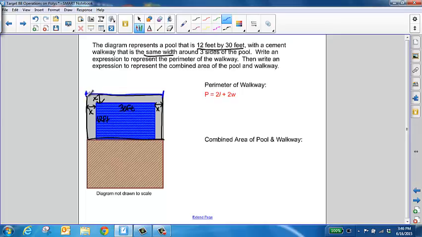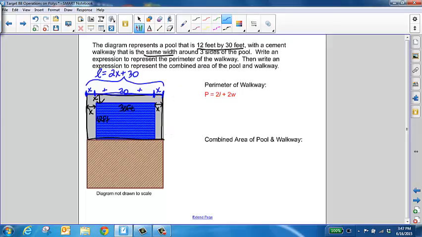So we need to know what the length of this rectangle is altogether. So we know that the distance from here to the edge of the pool, we can use x, and then from the left-hand side of the pool to the right-hand side of the pool is 30 feet because that is the length of the pool. And then from the edge of the pool on the right to the edge of the walkway here is also x. Now if we want the total length all the way across, we need to add these three pieces together. So we're going to take x plus 30 plus x, which is going to give us 2x plus 30. So that's the expression we're going to use to represent the length of this outer rectangle here, representing the perimeter of the walkway.